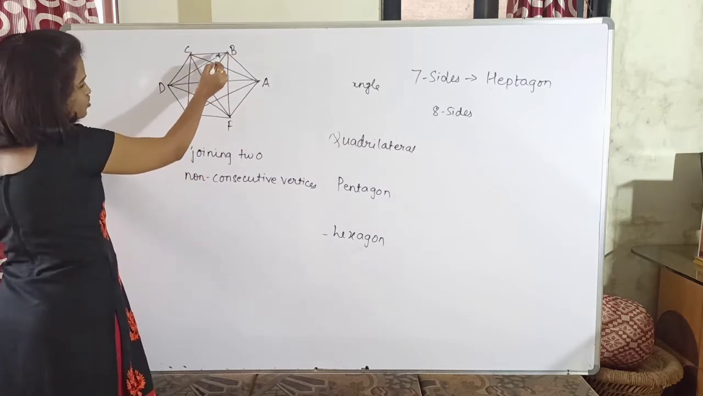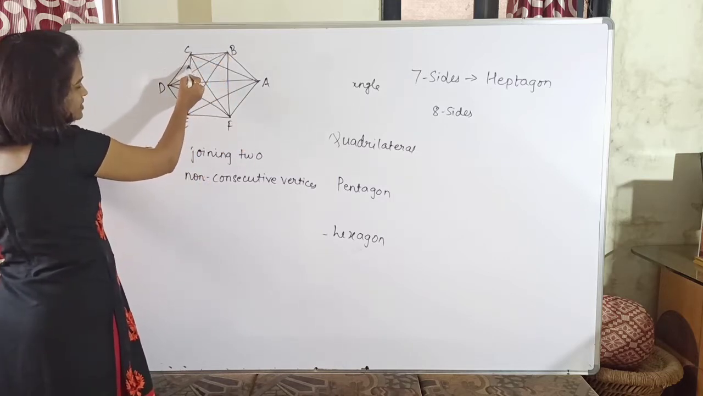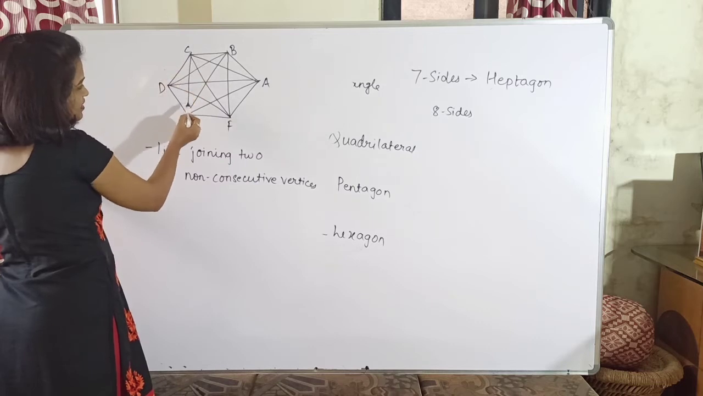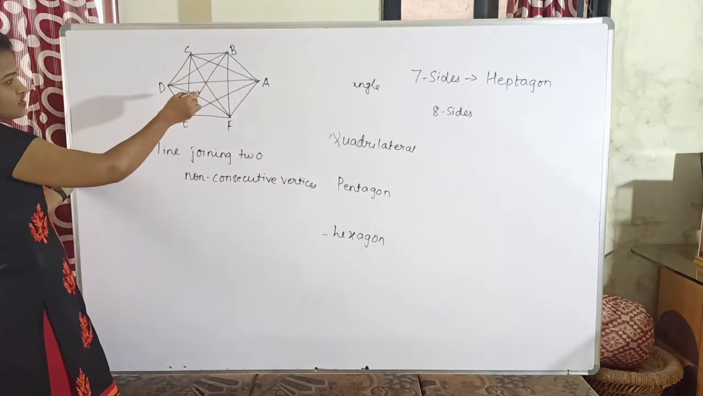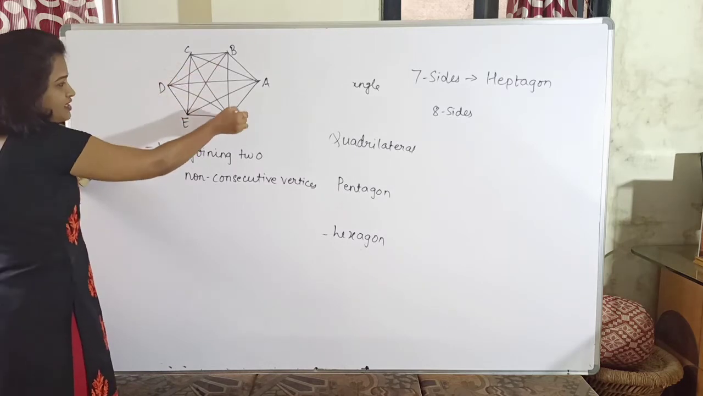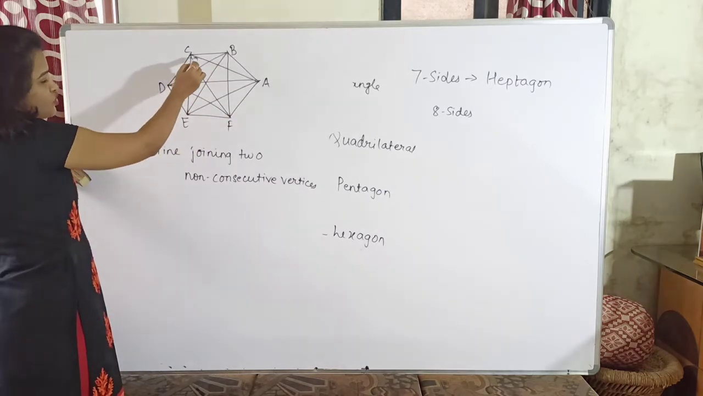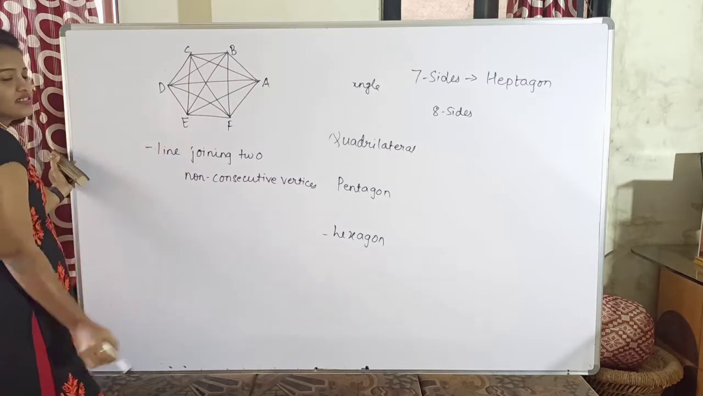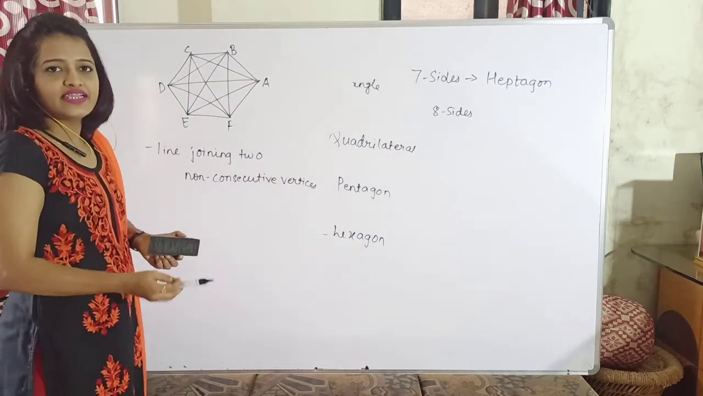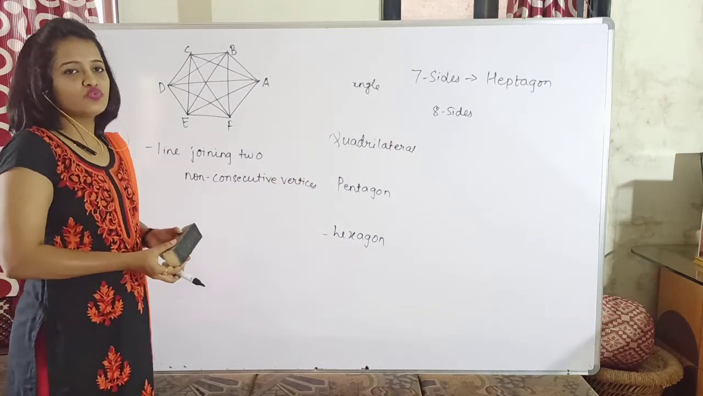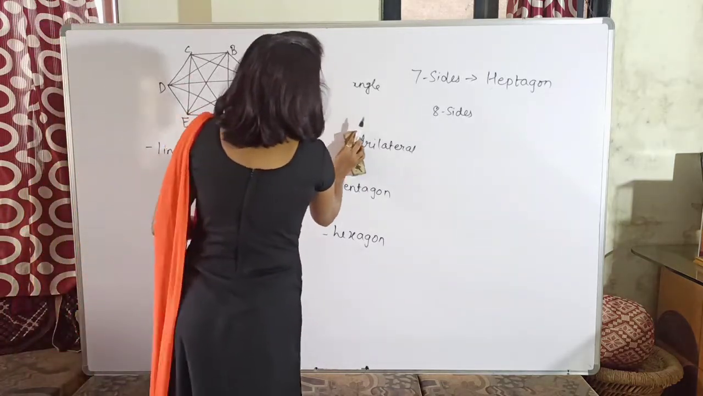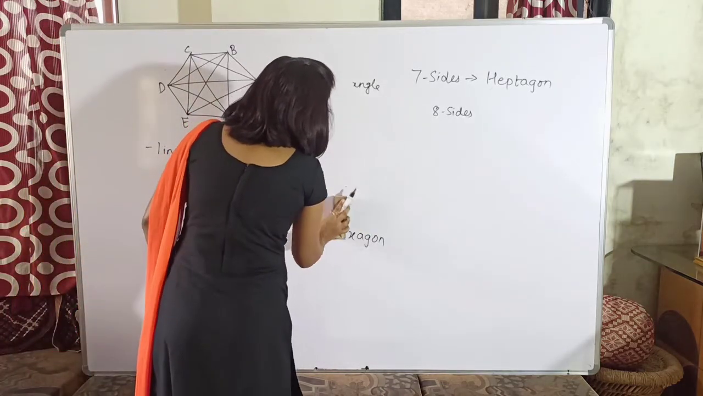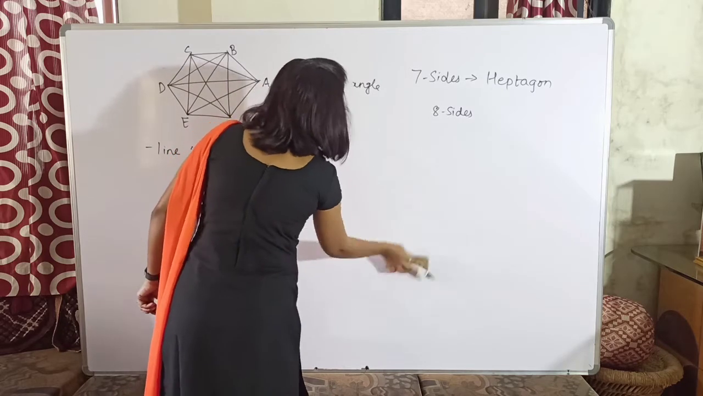For B also, so as you can see, from each vertex there are 3 lines joining it, because there are total 6 vertices. So if you leave the 2 neighbors, there will be 3 others remaining. So from each vertex there are 3 lines, and the lines which are joining non-consecutive vertices are called diagonals. Now can we tell how many diagonals a polygon has?